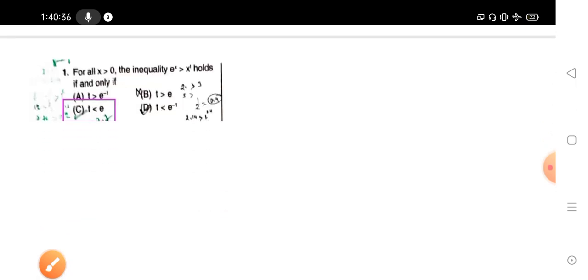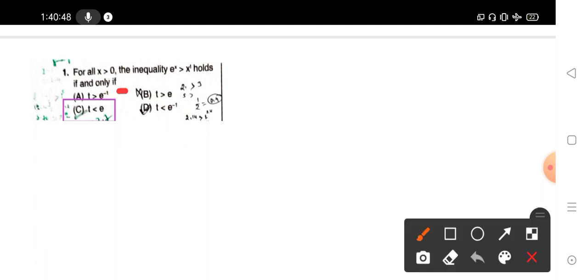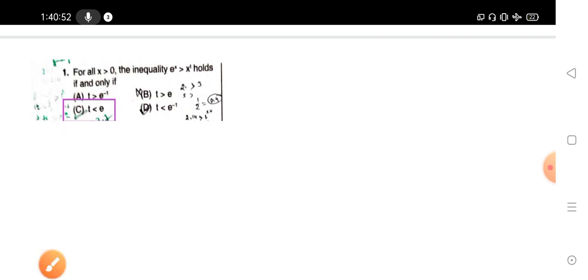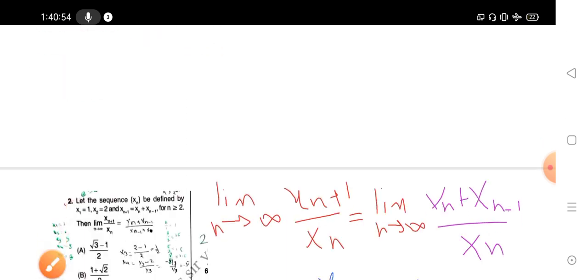Next question. For all x greater than 0, the inequality e^x is greater than x^t holds if and only if t is less than e. This is the most repeated question, a very important question. Next question.